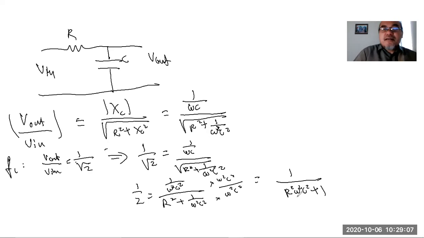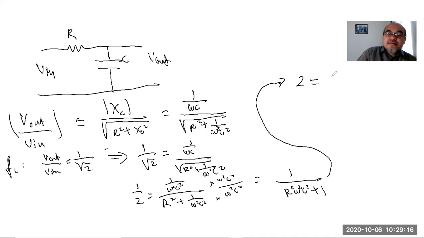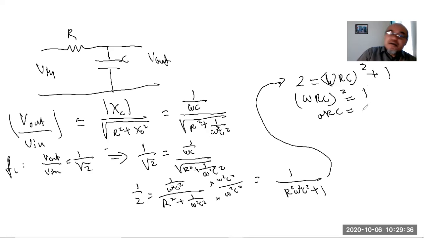So from here it means that 2 equals omega RC square plus 1. So omega RC square equals 1, so omega RC equals plus or minus 1. But we choose the positive value only, 1. So here omega equals 1 over RC. This is one equation.